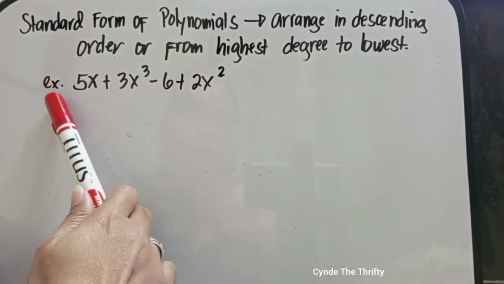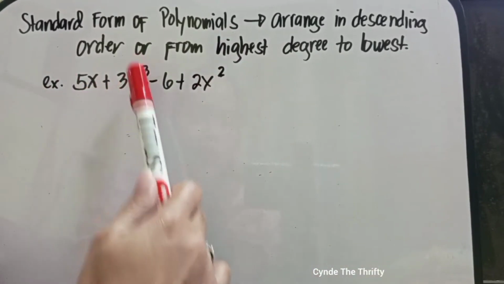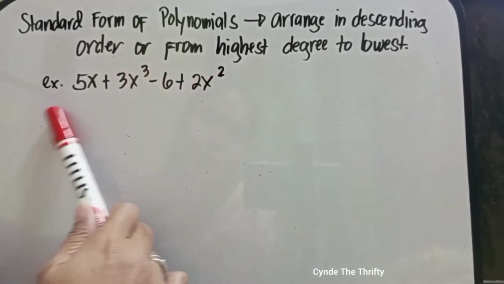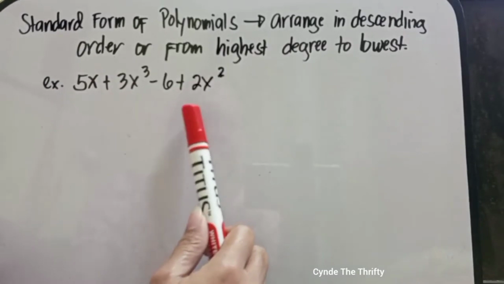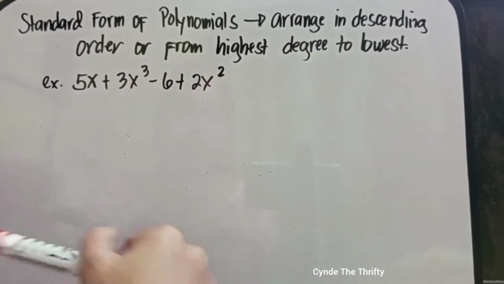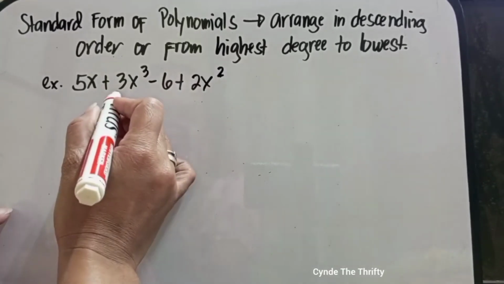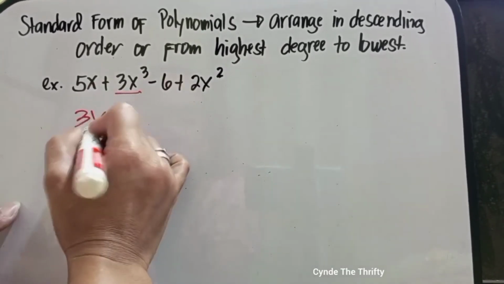So, meron tayong example dito, that is 5x plus 3x cubed minus 6 plus 2x squared. So, naka-arrange ba ito na standard form? Of course, wala. Dahil hindi naka-arrange ang kanyang degree from highest to lowest. So, paano natin siya i-arrange? So, ito, uunahin natin ang pinakamataas na degree. So, that is 3x cubed.